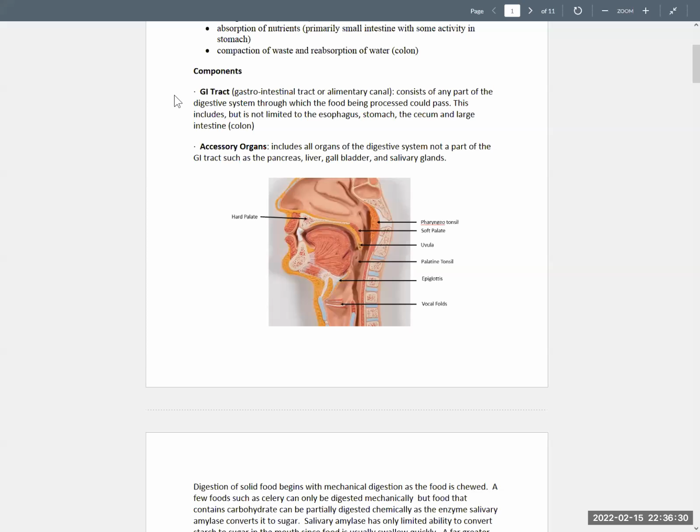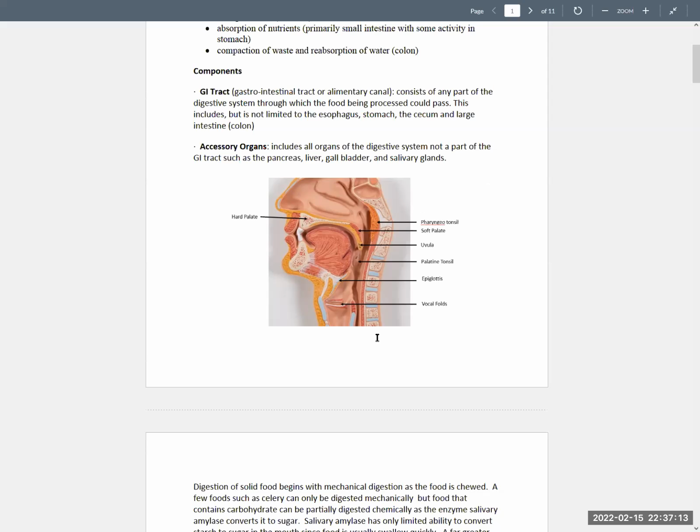Okay? We have some organs called accessory organs, part of the digestive system, but they are not part of the GI tract. The marble would not enter them at all. These accessory organs contribute, though, to digestion and absorption. The best to point out: the pancreas, the liver, the gallbladder, and our salivary glands. Those are all accessory organs.